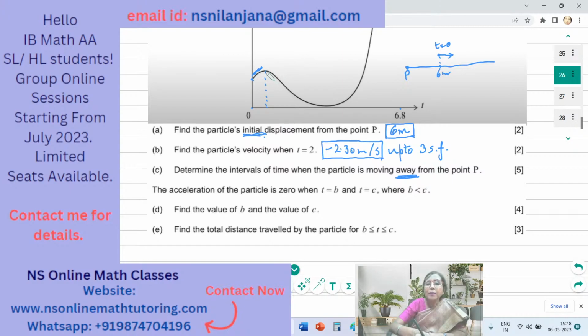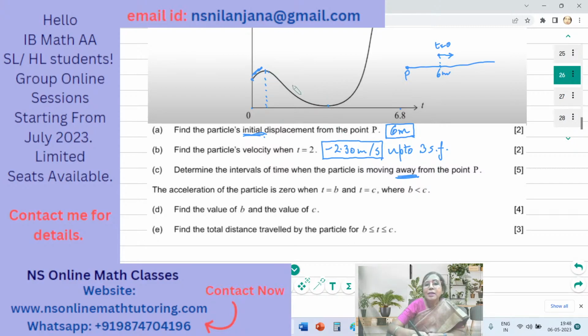This is the maximum. This is the maximum point. Okay? And after this point, you see the particle's displacement is coming down. It is almost equal to 0 at this point. This is the minimum point.